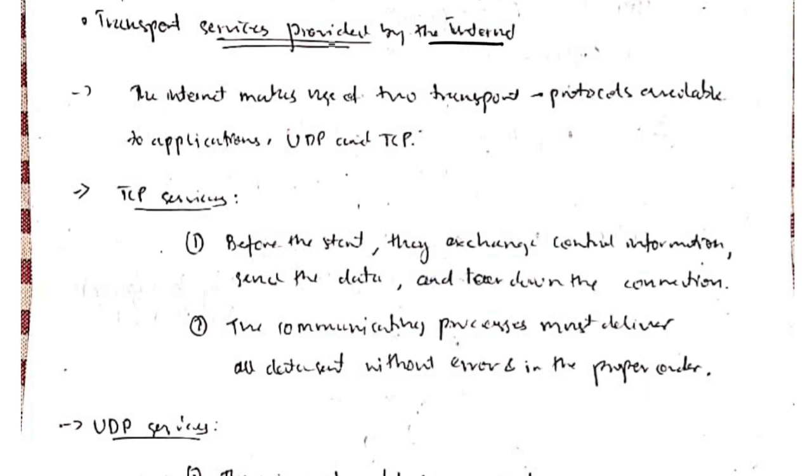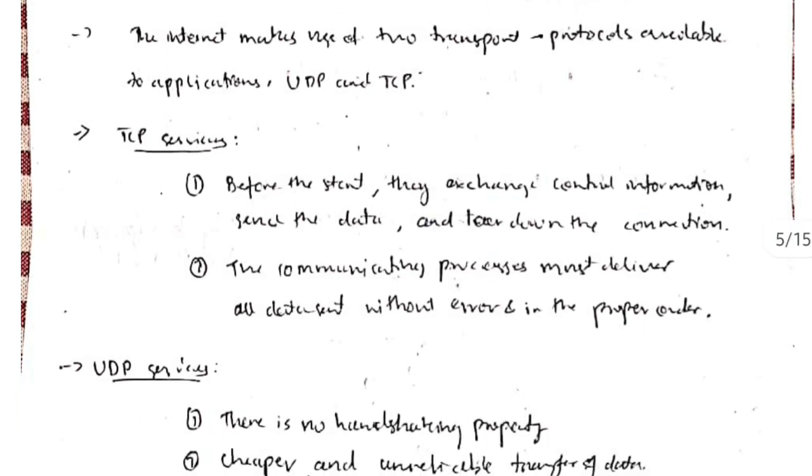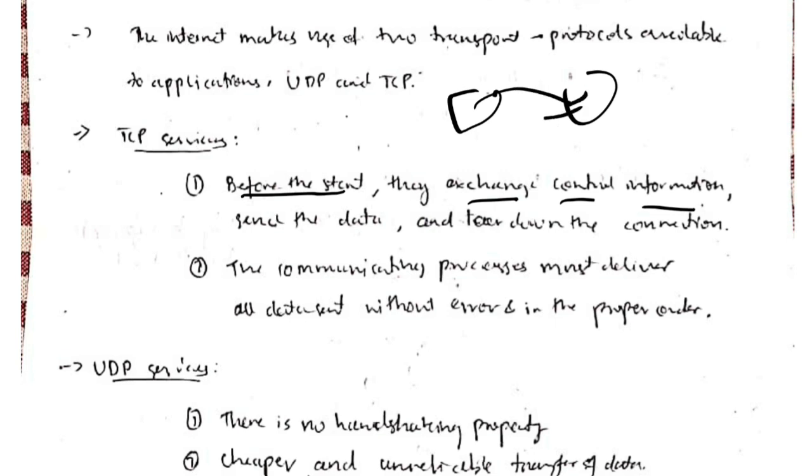What are the services provided by the internet? They are mainly of 2 categories, UDP and TCP. TCP works like this: before they start, the client and the server exchange control information, which means they agree to exchange the information. If they both agree, then the sending and receiving of the data will happen, and after that the connection will be broken.